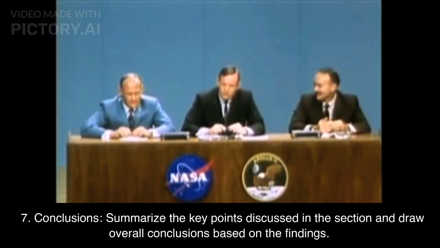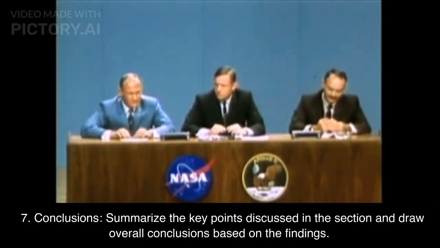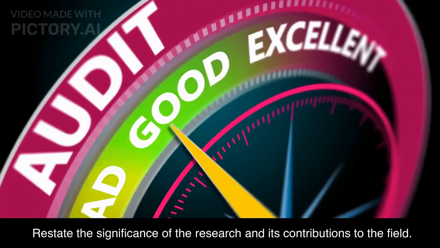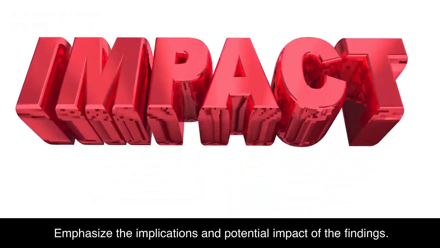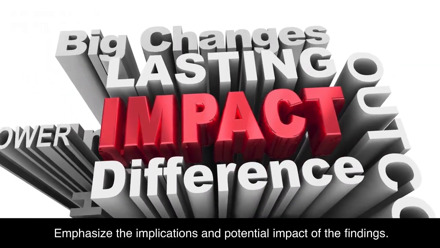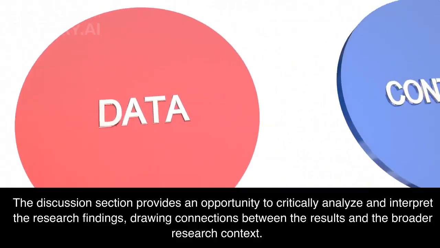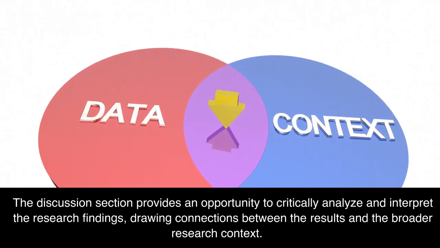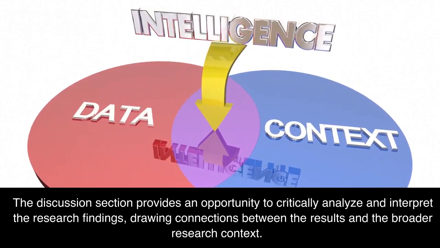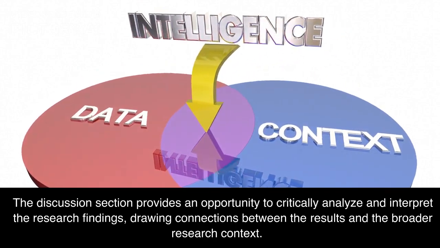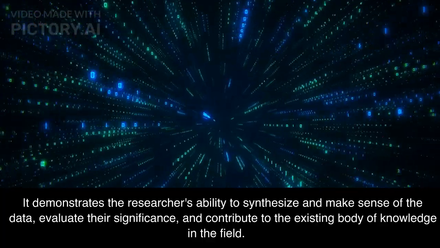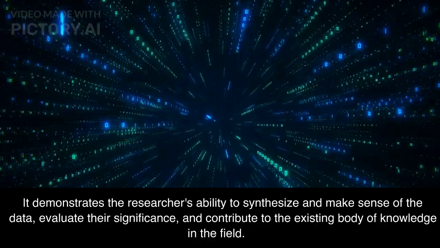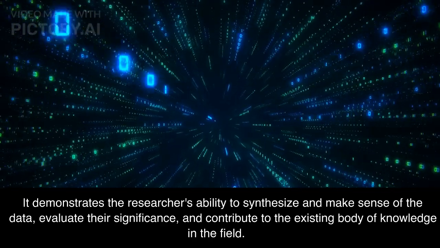7. Conclusions. Summarize the key points discussed in the section and draw overall conclusions based on the findings. Restate the significance of the research and its contributions to the field. Emphasize the implications and potential impact of the findings. The discussion section provides an opportunity to critically analyze and interpret the research findings, drawing connections between the results and the broader research context. It demonstrates the researcher's ability to synthesize and make sense of the data, evaluate their significance, and contribute to the existing body of knowledge in the field.